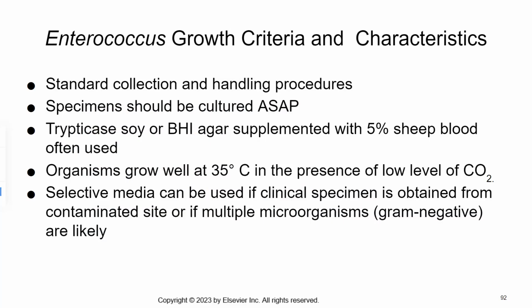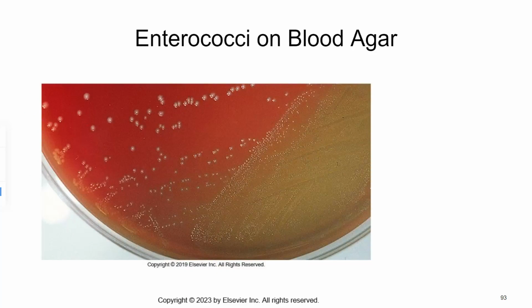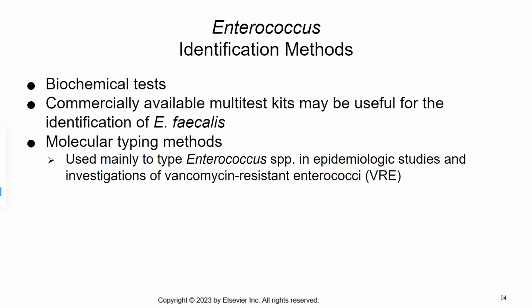Standard collection and handling procedures: specimens should be cultured right away. Use streptococci, soy, or BHI agar supplemented with blood. Organisms grow well at 35°C in the presence of carbon dioxide. Selective media can be used if the clinical specimen is obtained from a contaminated site or multiple microorganisms are likely. And this is a picture of Enterococci on blood agar. Biochemical tests are available, and there are commercially available kits that can help identify it.